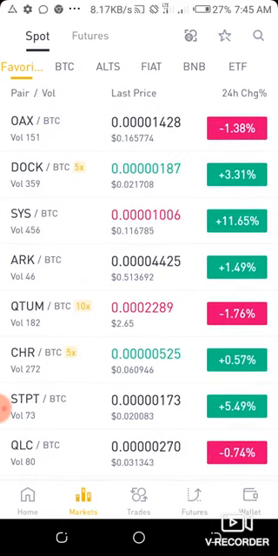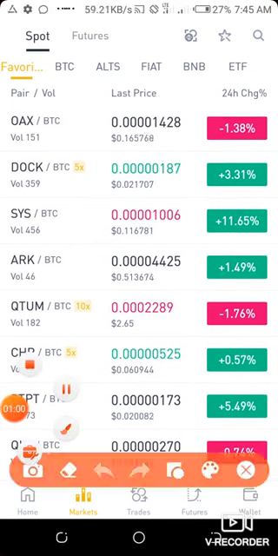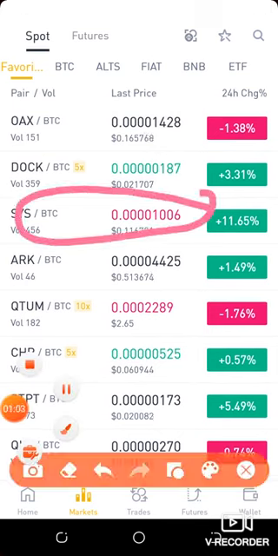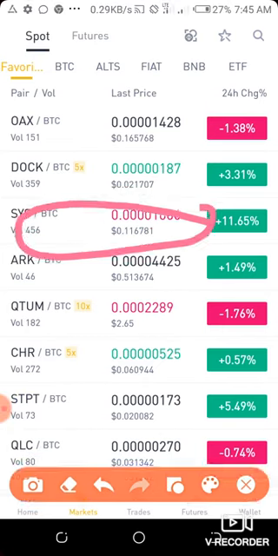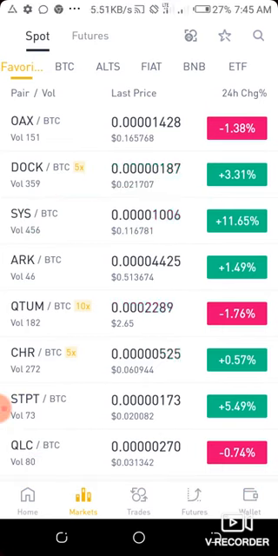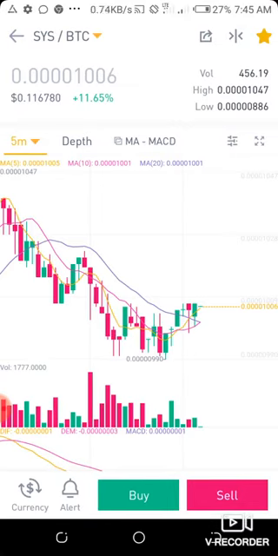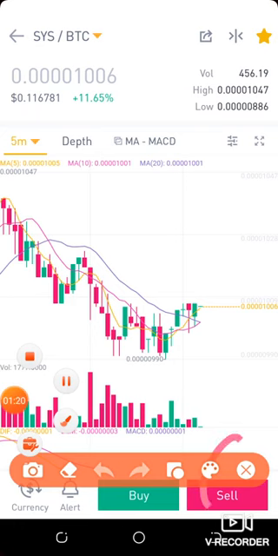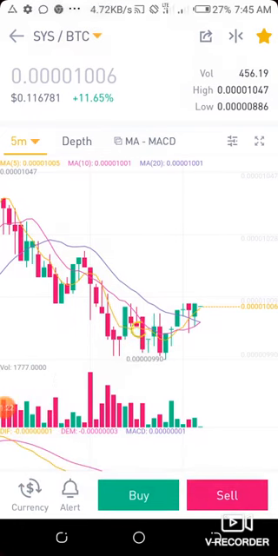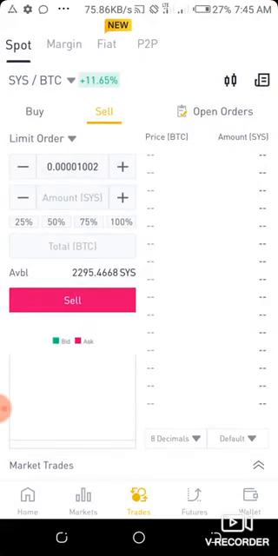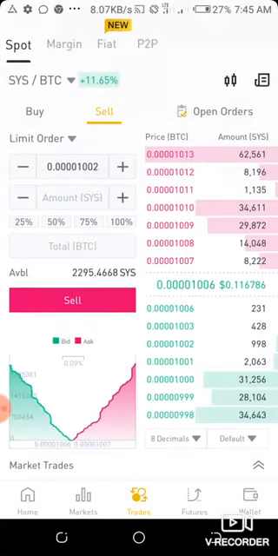Let's assume you bought SYS yesterday. This is SYS. What you do with it is that you are expected to set a stop loss. Click on it and click on sell. You can see the sell button. When you click on the sell button, you see a drop down button.